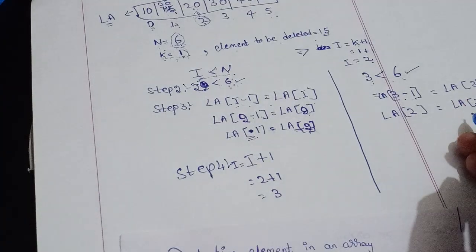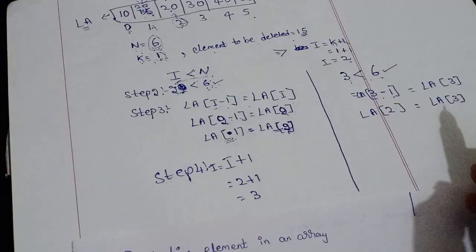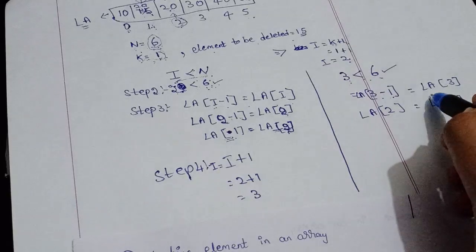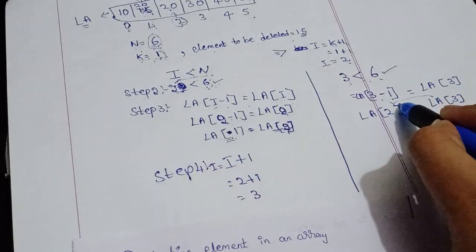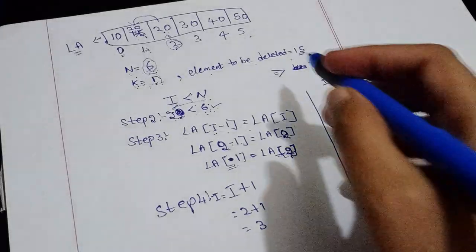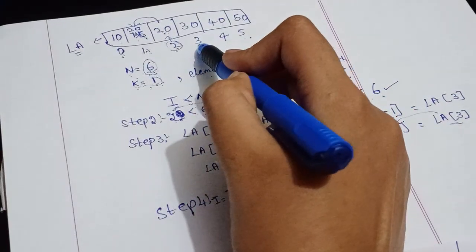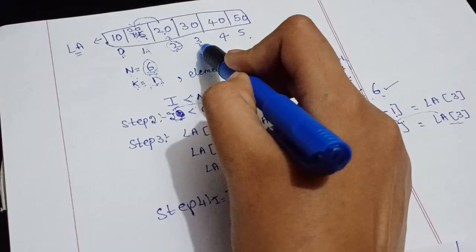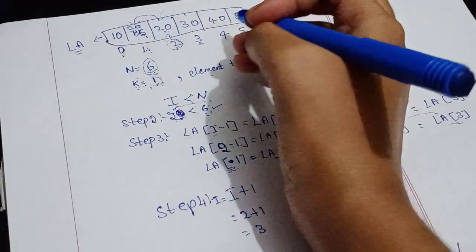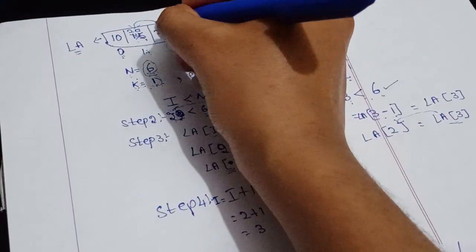So what they are saying is the value in the position of LA3 needs to be moved to the position of LA2. So we have just seen in this algorithm, where is LA3? It is nothing but the position 3 value needs to be moved to the position 2. So this 30 should be moved here.